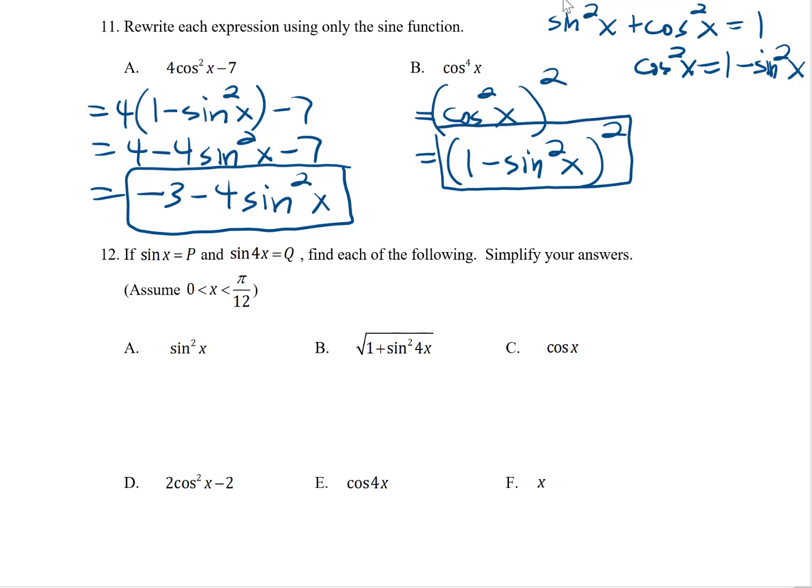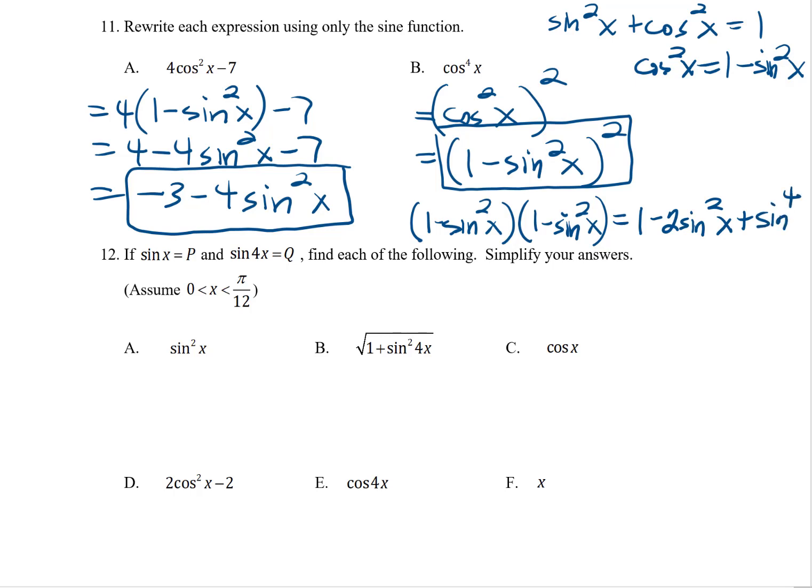The other thing you could do, I suppose, is actually FOIL this thing out. You'd get 1 for the first. You'd get a couple of minus sine squared x's for the outer and inner, so minus 2 sine squared x. And then you'd get a sine fourth x at the end. And this would also be a perfectly acceptable answer.